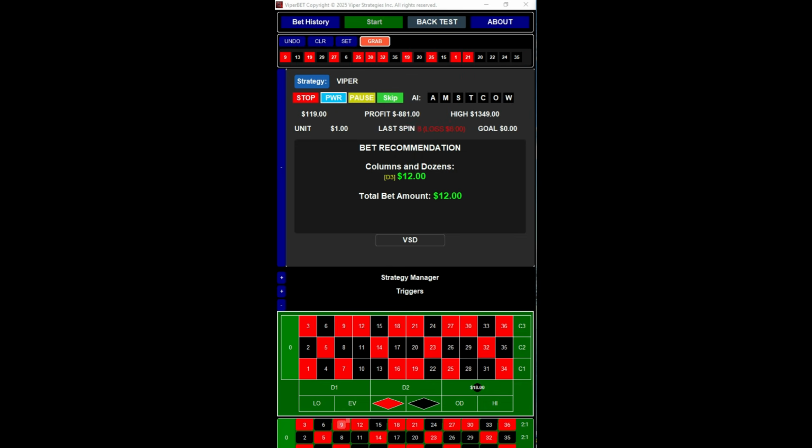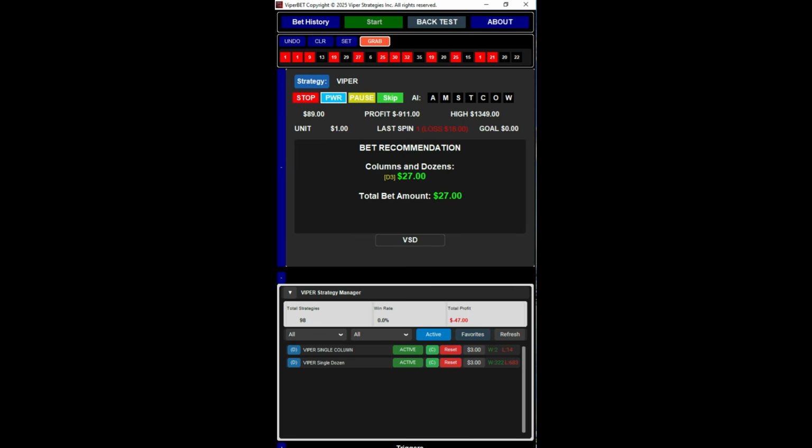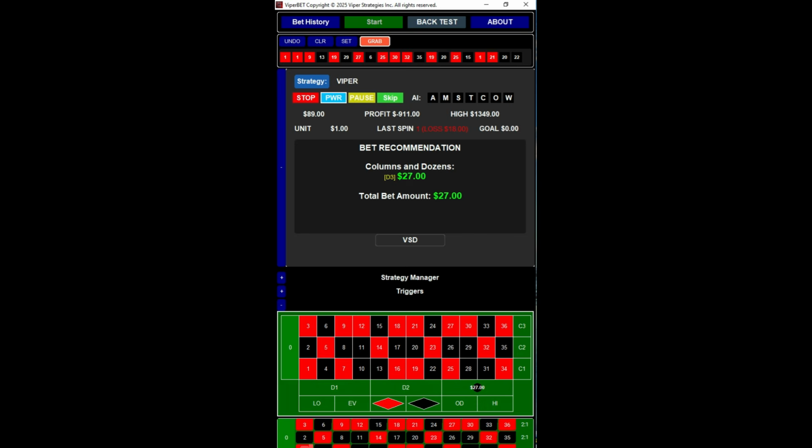We did pass the 1,000 spin mark. That other one dropped off. I apparently didn't have enough to bet. We only got what, 90 bucks, 89 bucks left. So let's just let this one run out.